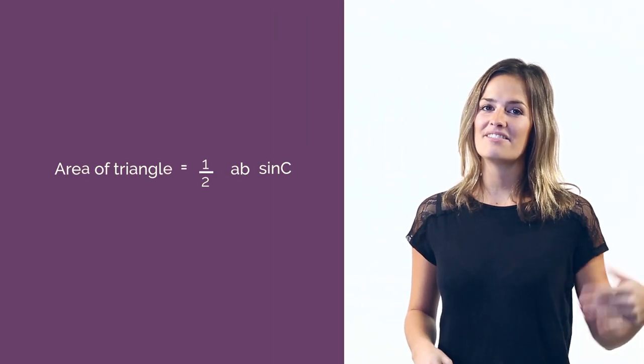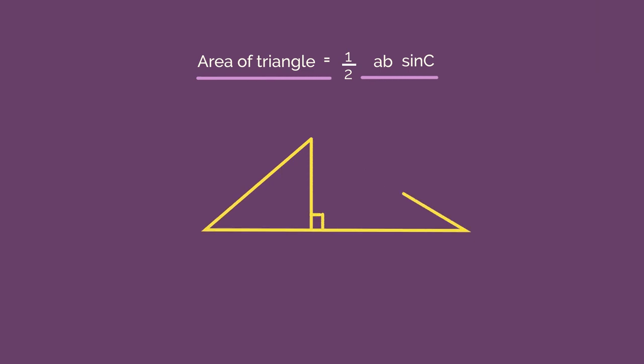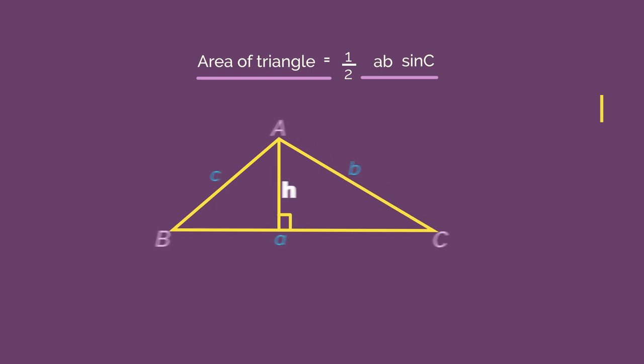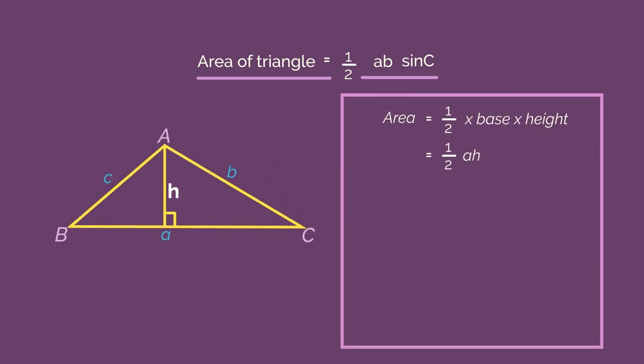So in this video, we're going to look at the proof of the area of triangles equals a half ab sine C formula. We have this triangle with vertices A, B and C, sides a, b and c, and vertical height h. Using the area of a triangle equals a half base times height, this means the area is a half ah. But there isn't an h in the other formula, so we need to get rid of the h from this one.